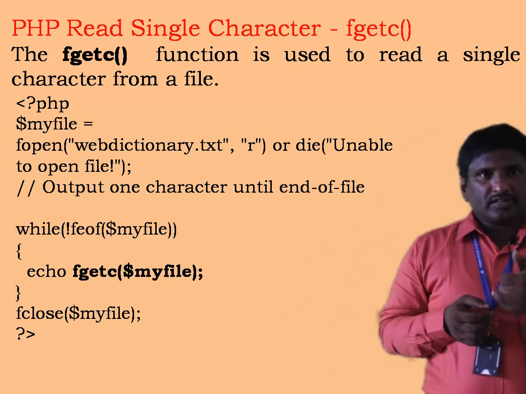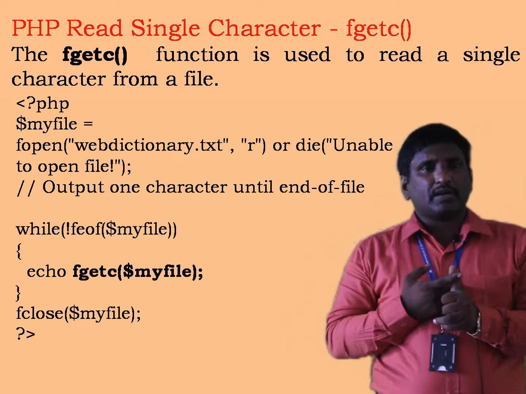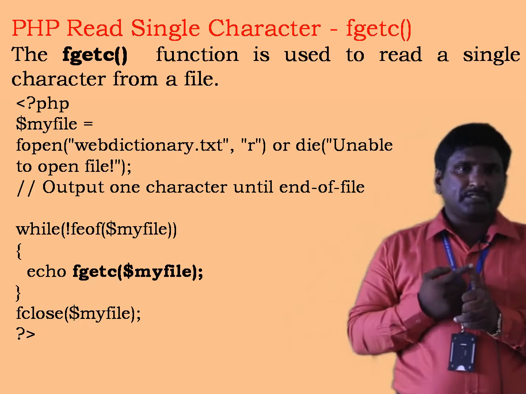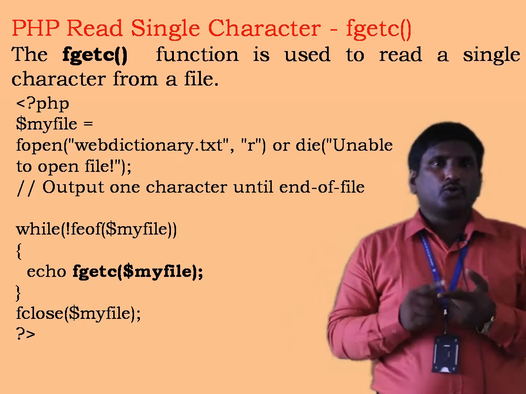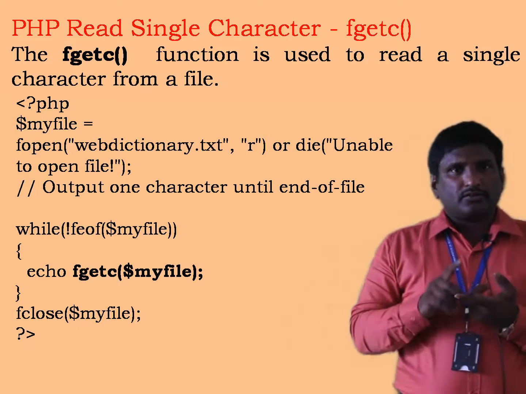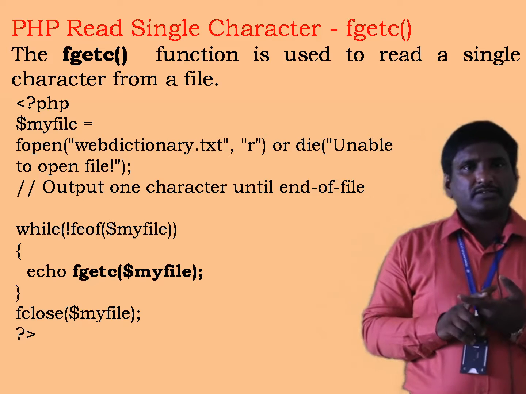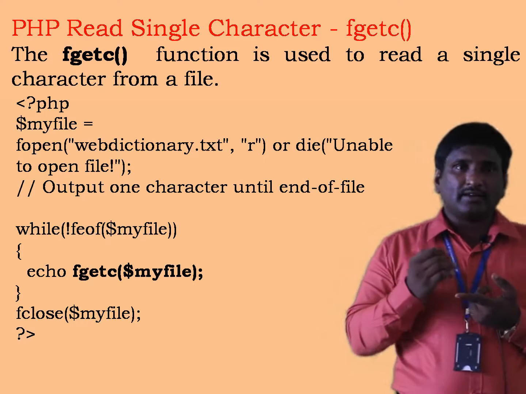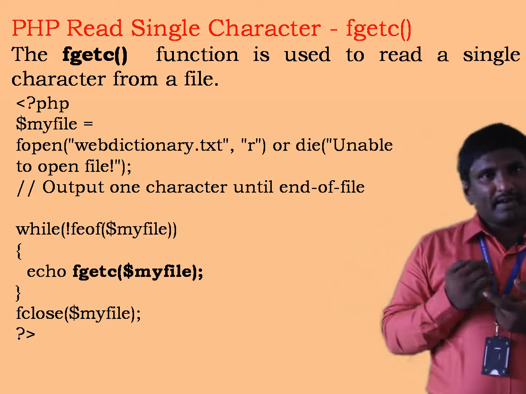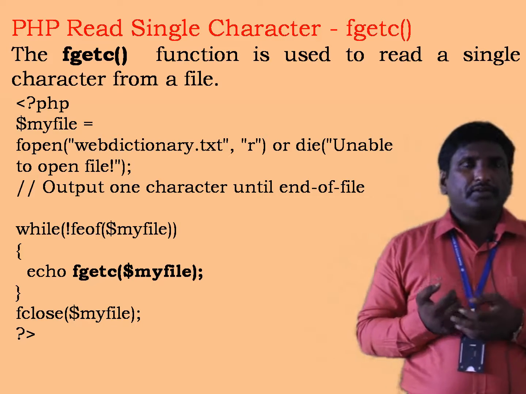So these are the functions. Those functions are fopen, in order to open the file, and while opening itself we need to specify the mode. After that, how to close the file. After that, how to read the file by using fread, and then how to read one single line by using fgets, and then how to read a single character from the file. Okay, next.